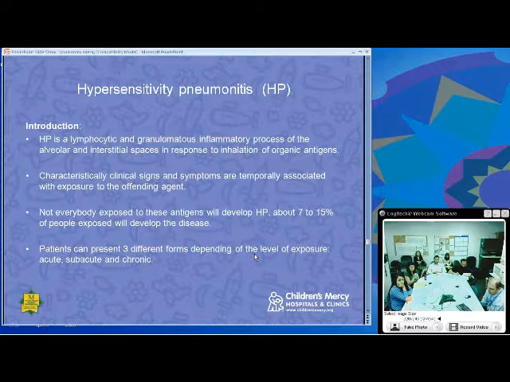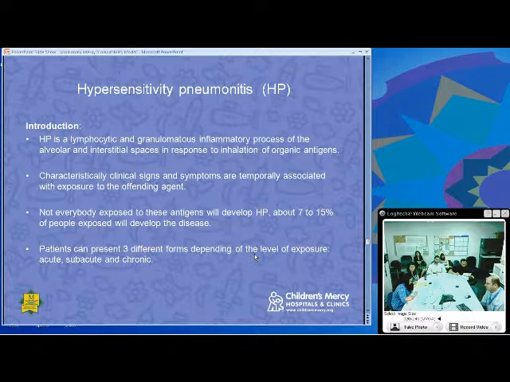So all the other diseases that we talked about before were airway problems. This is more an alveolar and interstitial problem. And this inflammatory process of the alveoli and the interstitium is in response to inhalation of organic antigens.